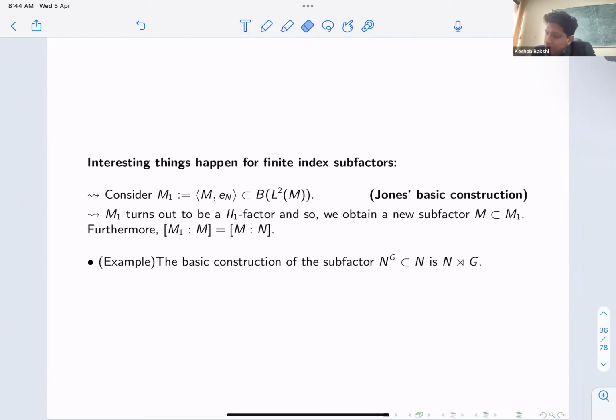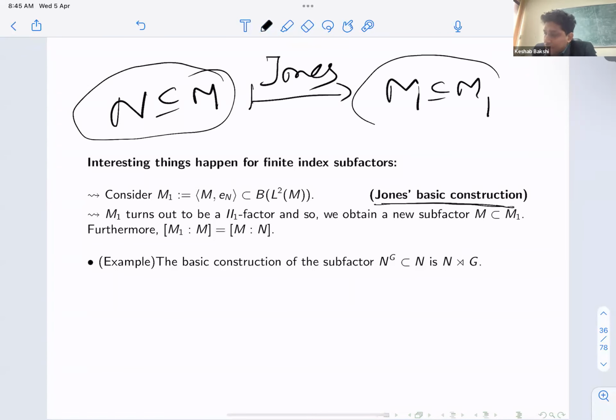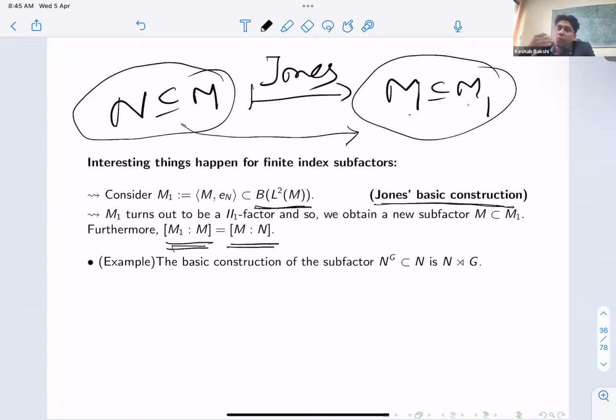And then there is a notion which is very crucial in Jones index rigidity, which I talked about earlier. This is called the Jones basic construction. What is beautiful is that given a subfactor N subset M, Jones produced another subfactor M subset M_1. This M_1 also sits inside B(L²(M)). And a nice thing is that the index [M_1 : M] is the same as the Jones index. This procedure of obtaining M_1, another II_1 factor, from the old subfactor N subset M, is called the basic construction.